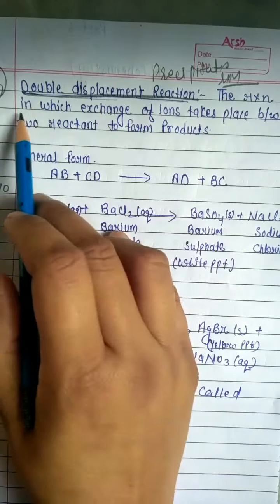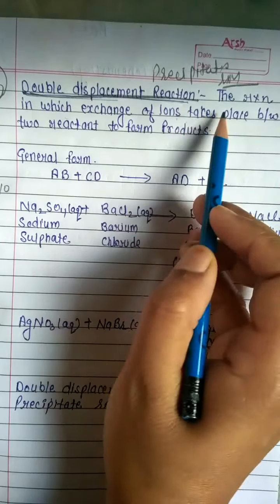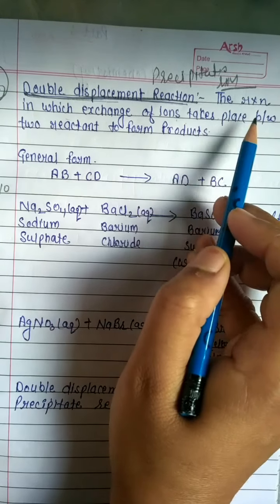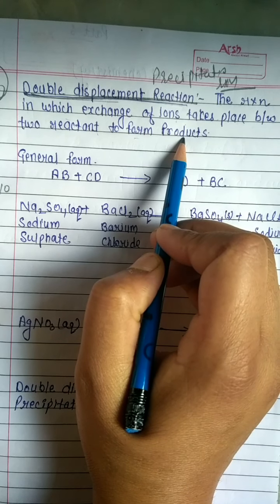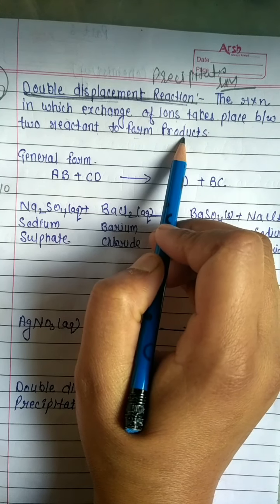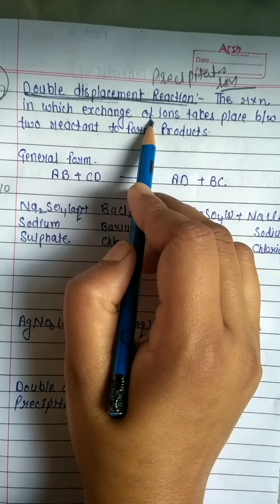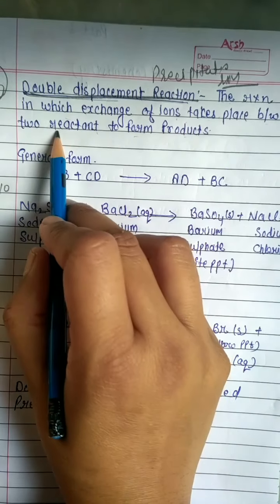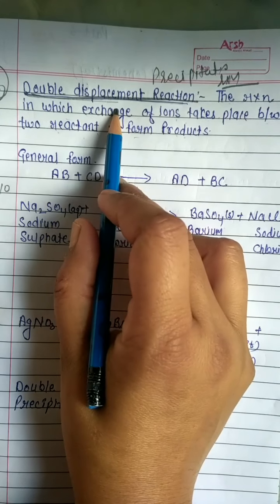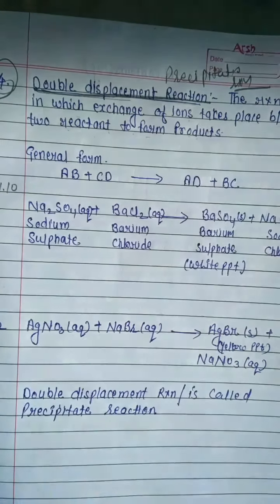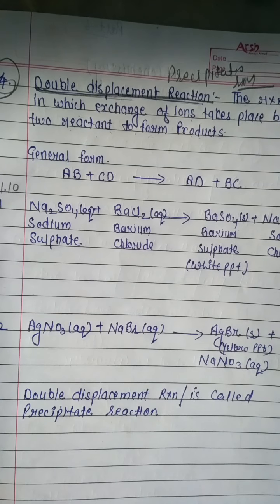The reaction in which exchange of ions takes place between two reactants to form products is called a double displacement reaction. Now what is the meaning of this definition?